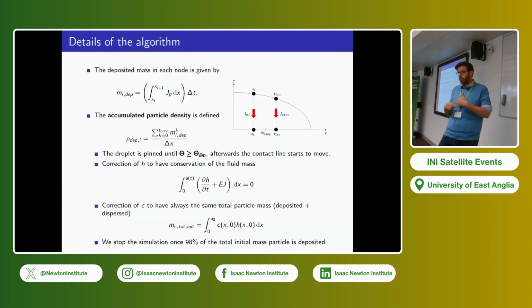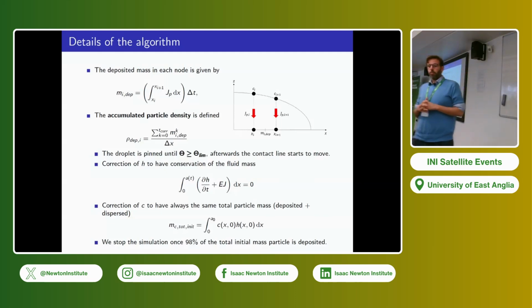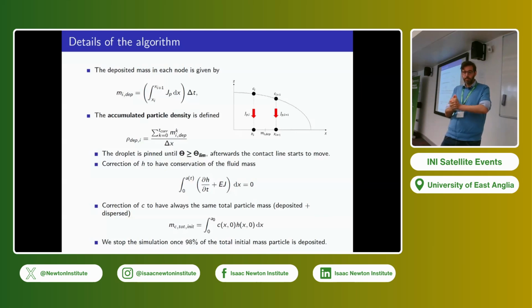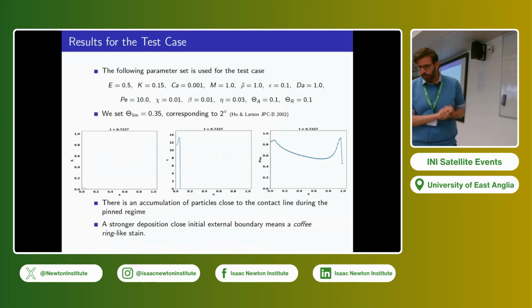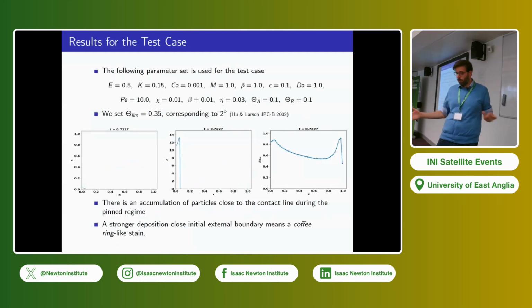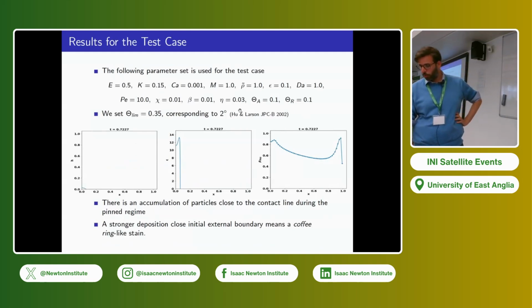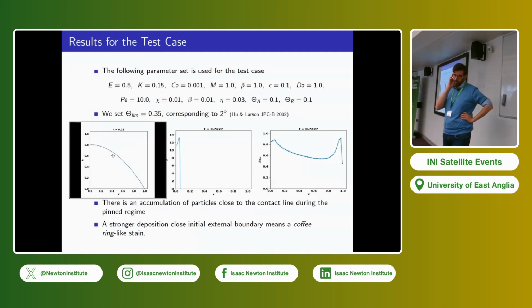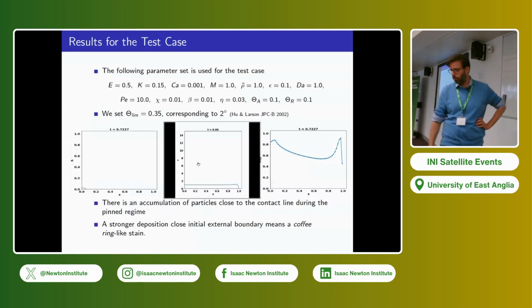We need to correct H at every time step to conserve the fluid mass. We correct the concentration as well, to keep the total particle mass, deposited and dispersed, the same. And we stop the simulation when we reach 98% of the total initial particle mass. So we choose a set of parameters; theta limit is also chosen, 2 degrees being the non-dimensional value. So this is the evolution of the droplet, which eventually is pinned. The concentration, how does it behave?